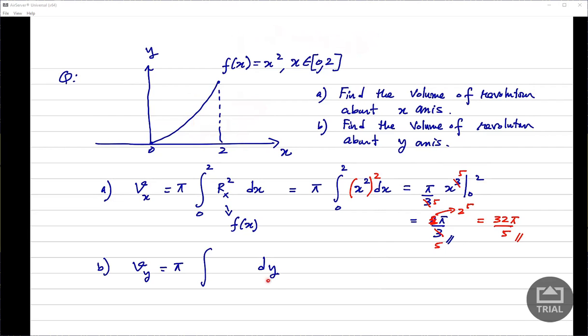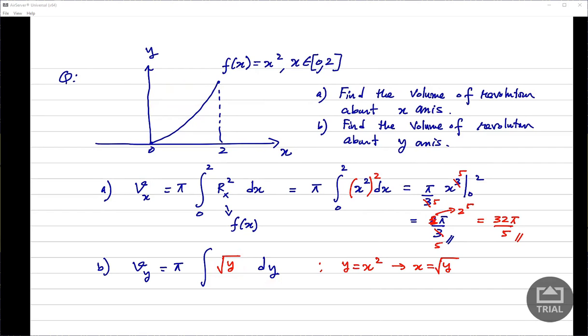Now you understand if this is dy, this should be a function of y. And geometrically also you will see this is x equal to something in terms of y. So y is equal to x squared. Here x is equal to the square root of y. So you put the square root of y here.